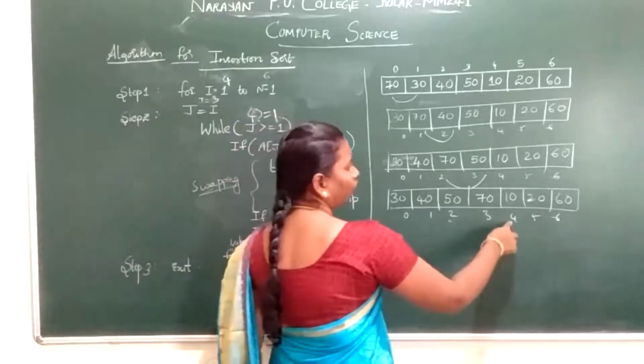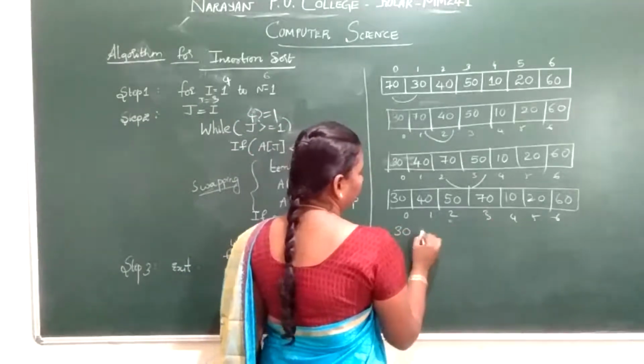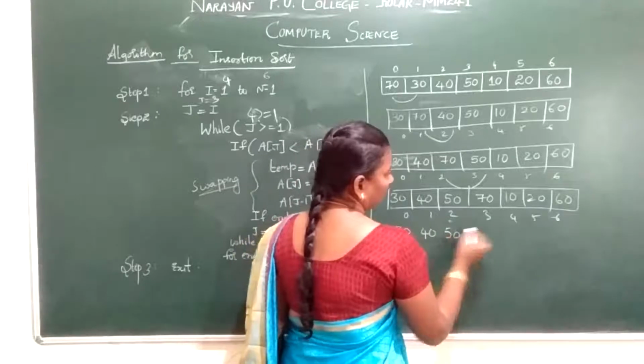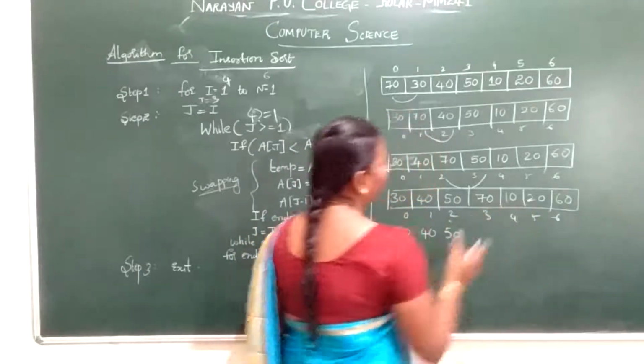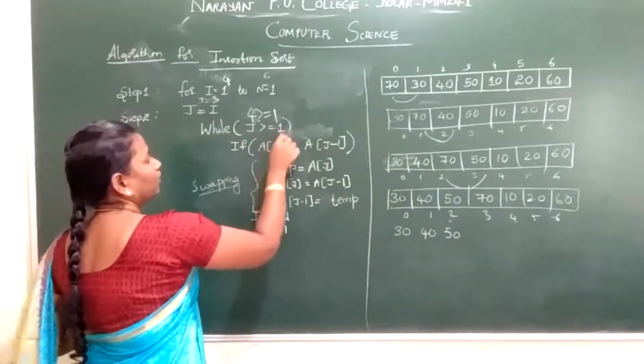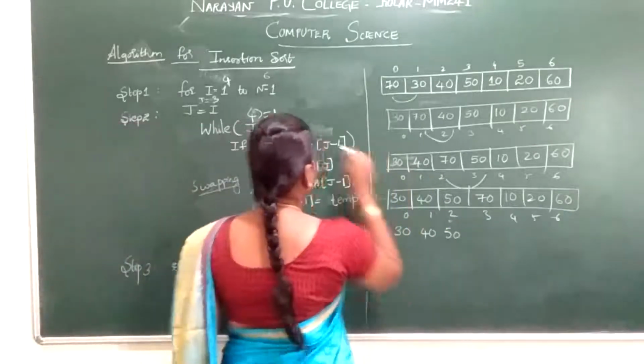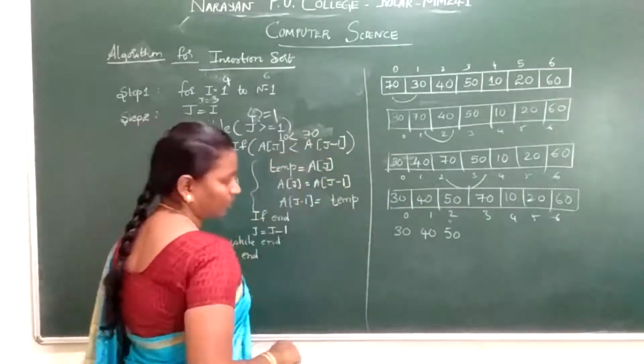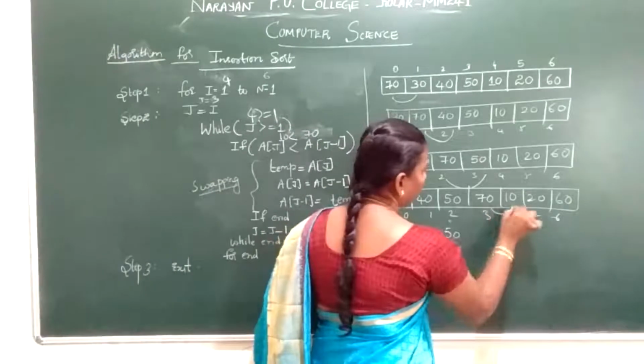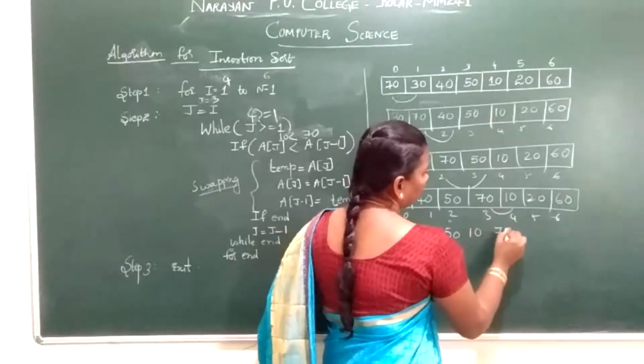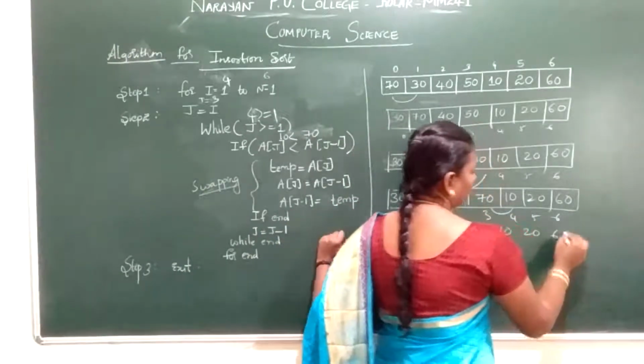What is there in a of 4? In a of 4 I have 10. In a of 3 I have 70. Is 10 less than 70? Yes, my condition is satisfied. Now the swapping happens here: 10, 70, 20, 60.